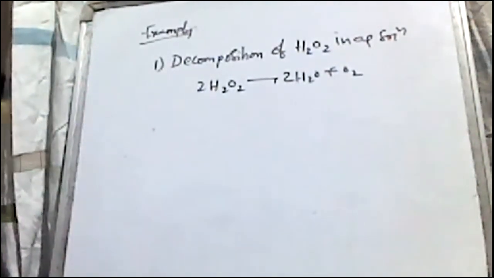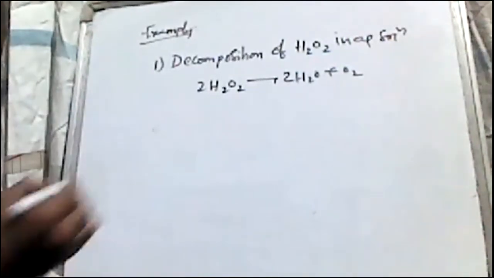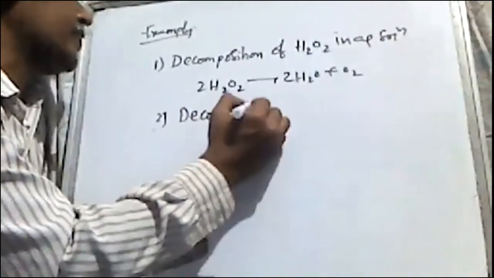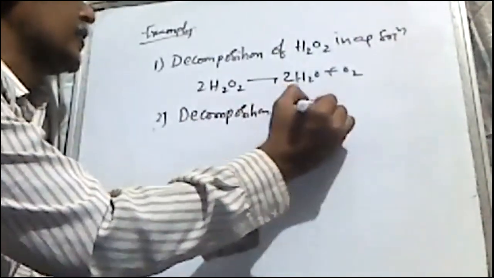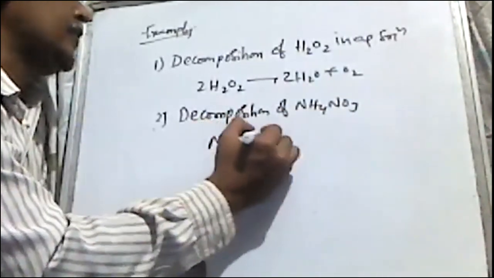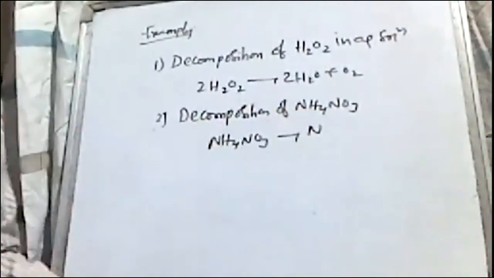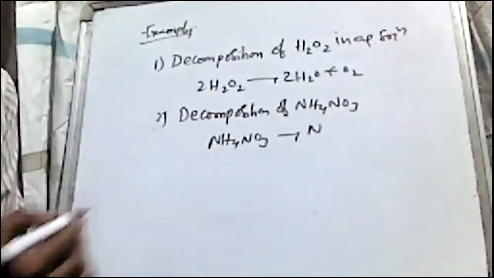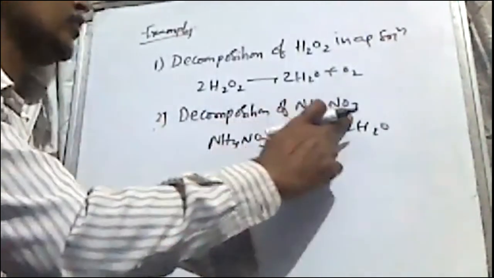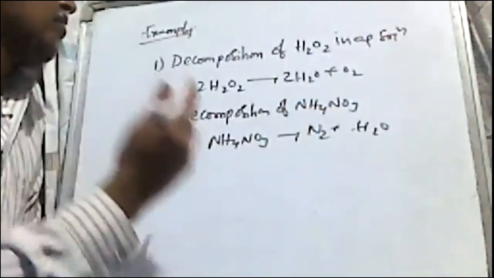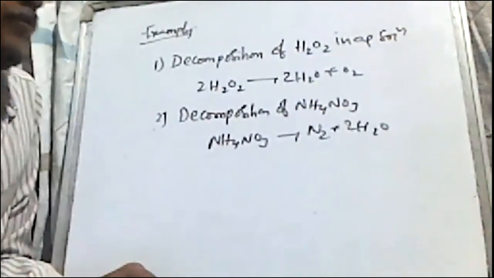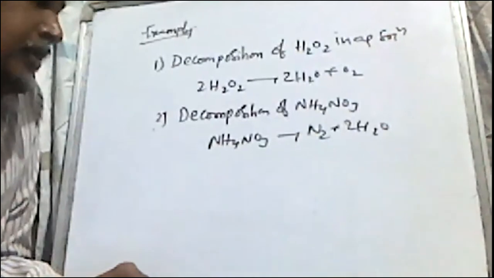The second one is the decomposition of ammonium nitrate, NH4NO3. It is decomposed as N2 plus 3H. So these are examples for the first order reactions.